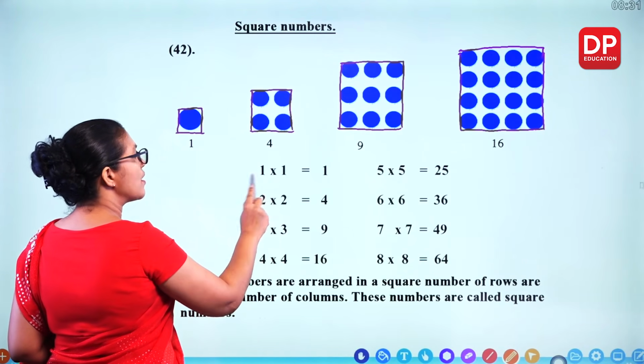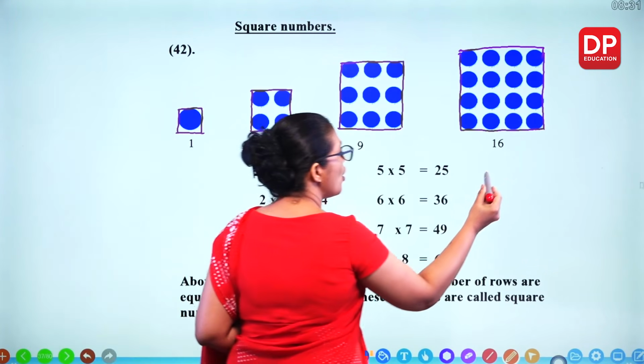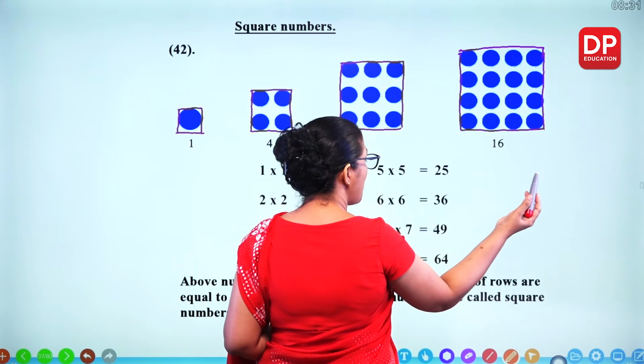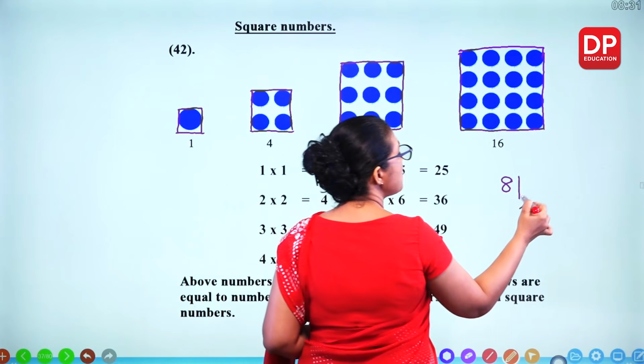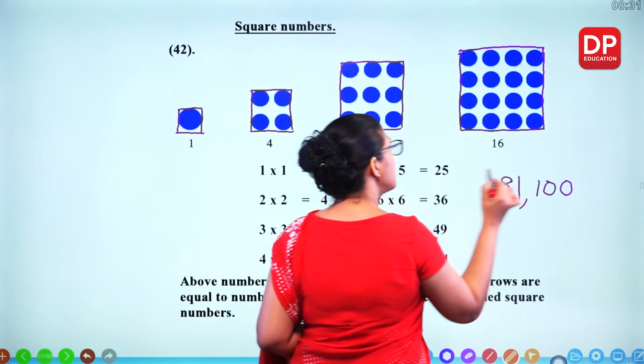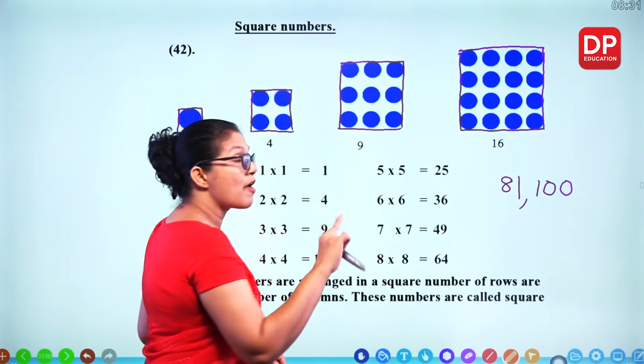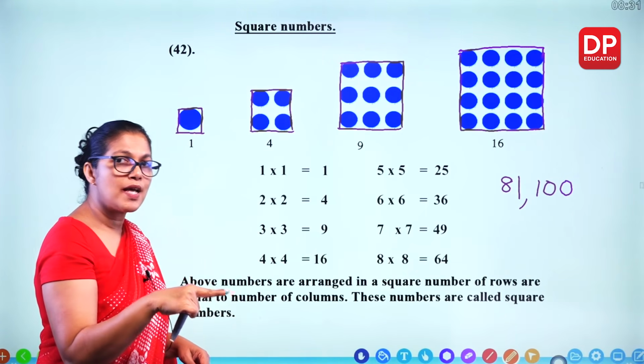So here 1 times 1, 2 times 2. So here 9 times 9, 81 is a square number. 10 times 10, 100 is a square number. So the number of rows and the number of columns are equal.